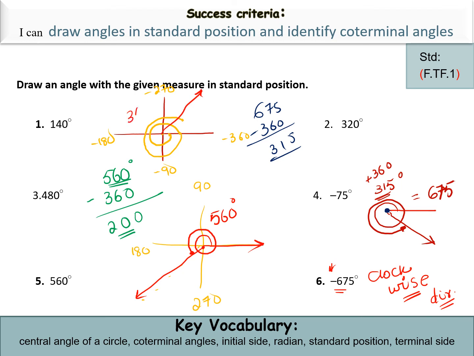So here we have 360. Now compare this question with the previous one where you made a mistake and wrote it as plus 675. You can see that plus 675 and minus 675 are the reflection of each other. I hope you understood how we can sketch the angles. In the next part, we will study more.